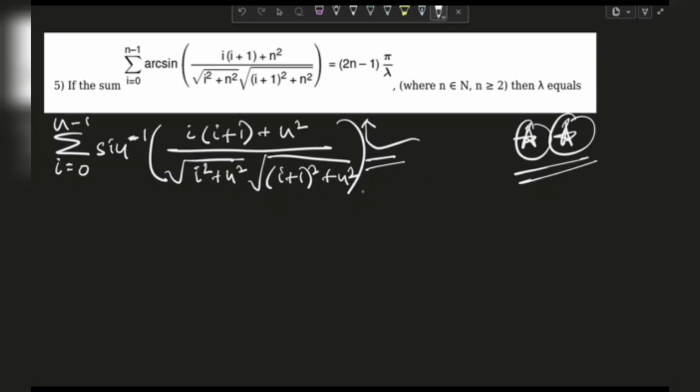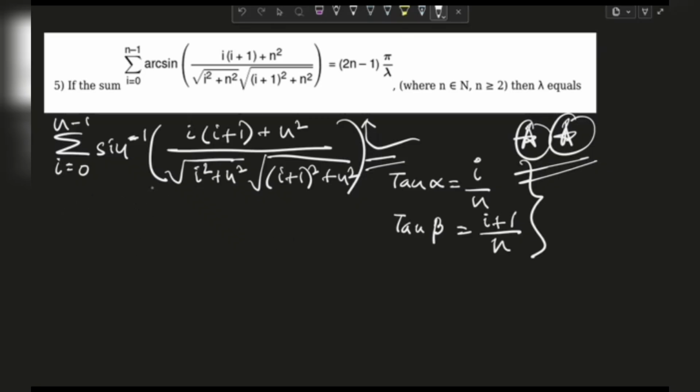So what I will do is, because we have i square by n square here and (i plus 1) whole square by n square here, I am taking tan of alpha as i by n and tan of beta as (i plus 1) by n. Okay, you will realize soon why. Now if we observe the numerator, it is i into (i plus 1) plus n square.